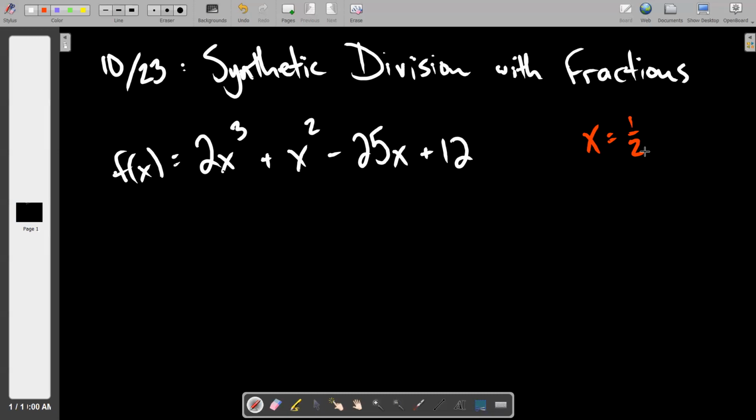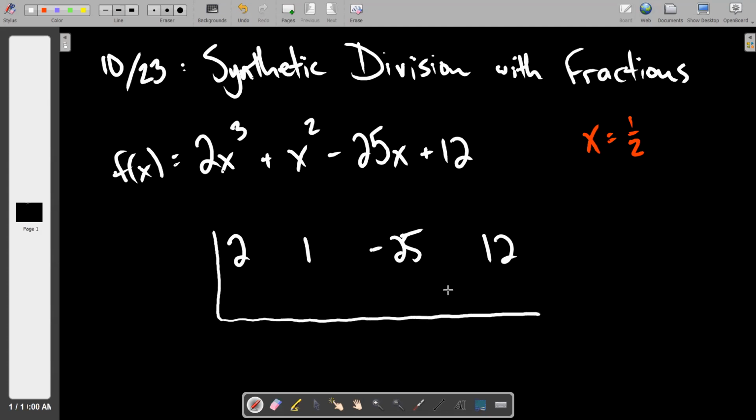So anyways, if I go into this now, and this is no surprise, I'm telling you that 1/2 is an answer. So what I want to do is set it up for synthetic division. So we're going to put our 2, there's no missing terms, 1, -25, positive 12, upside down division thingamabobber, and we're going to put 1/2 out here.